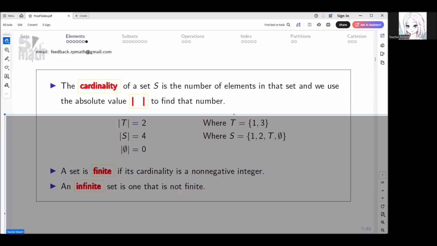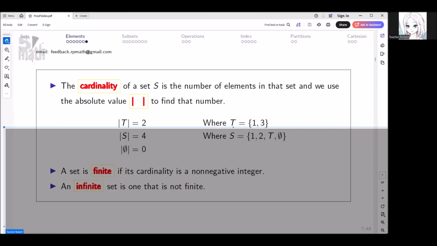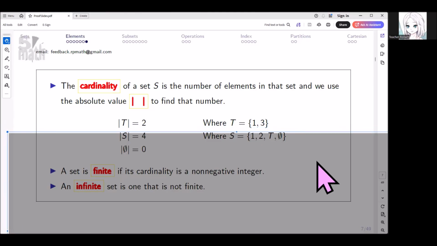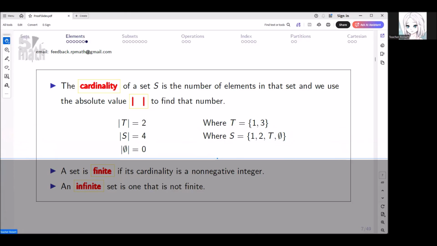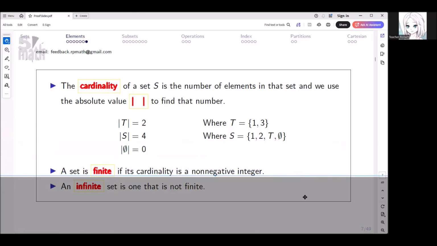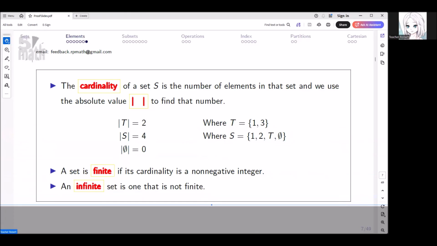The cardinality of a set S is the number of elements in that set, and we use the absolute value to find that number. Where T equals the set containing 1, 3, and S equals the set containing 1, 2, T, and the empty set. A set is finite if its cardinality is a non-negative integer. An infinite set is one that is not finite.